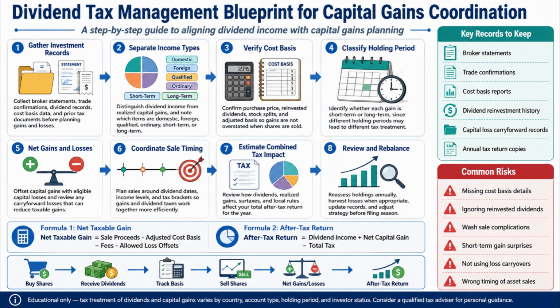After that, estimate the combined tax impact. Look at dividend income, realized capital gains, available losses, surtaxes if applicable, and your local tax rules. The goal is to understand the total after-tax return, not just the dividend yield or the selling profit alone.